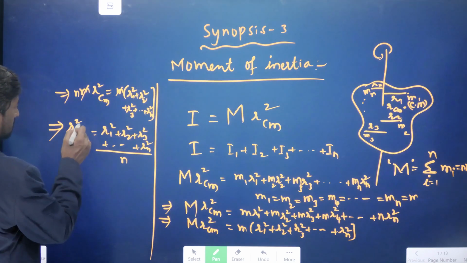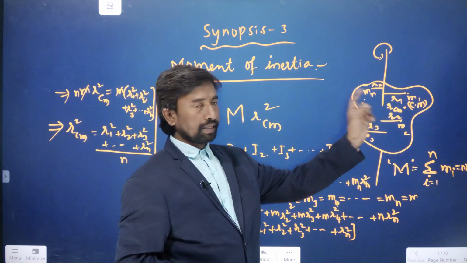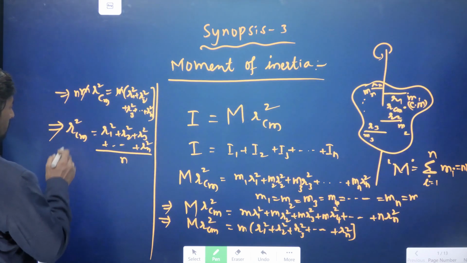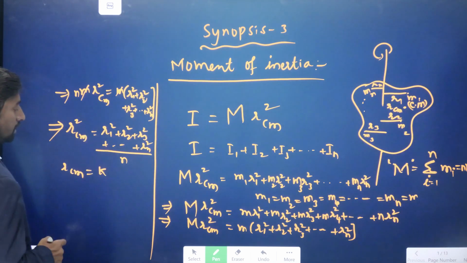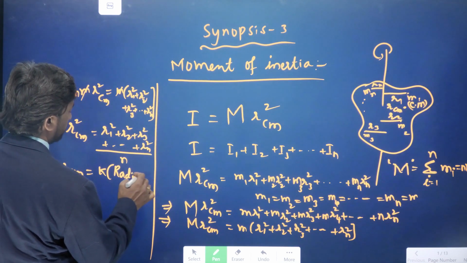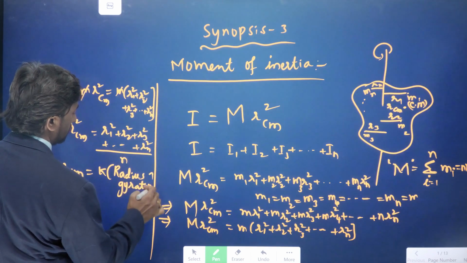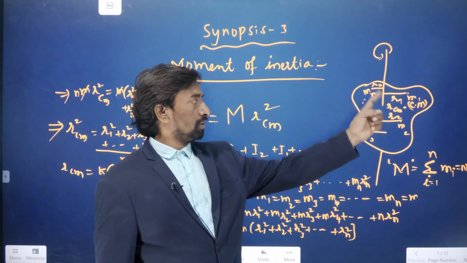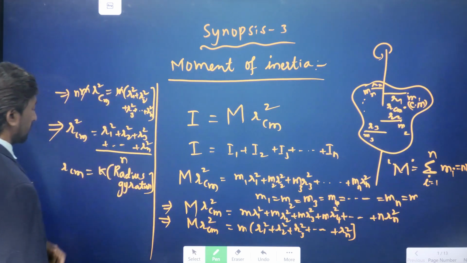Now this square of the perpendicular distance from the axis of rotation to the center of mass is said to be the radius of gyration. So the radius of gyration, RCM, can be written as K. So K is the radius of gyration. Radius of gyration is nothing but the perpendicular distance from the axis of rotation to the center of mass of the rigid body. So that RCM can be taken as K.